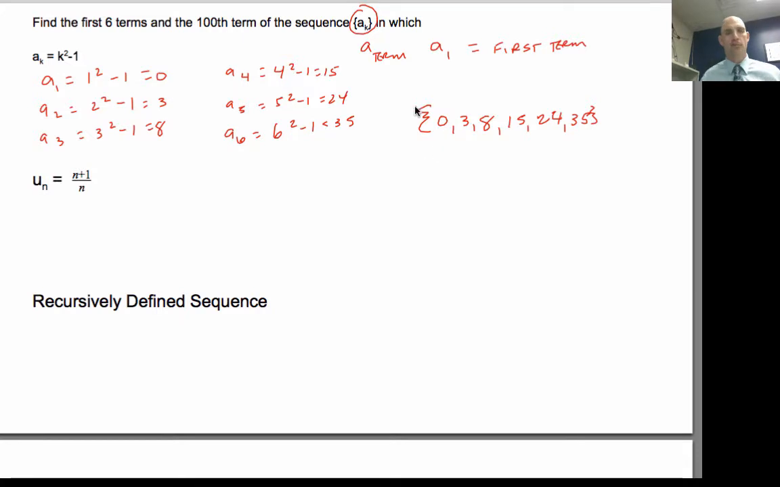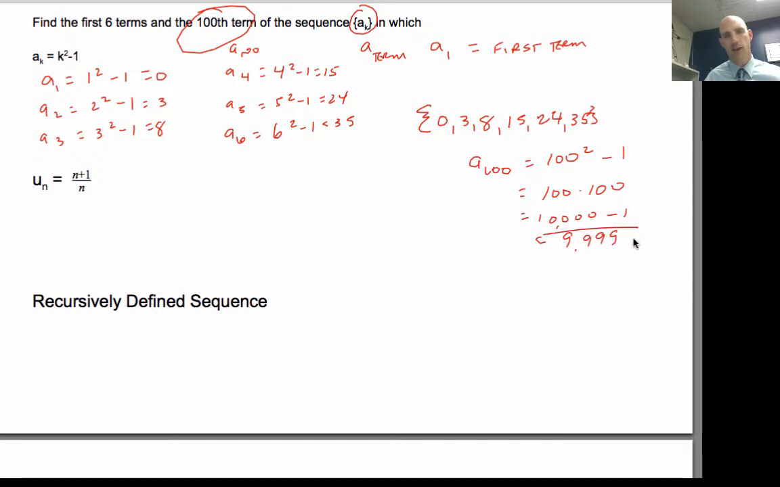My 100th term would be a sub 100. So I'd have a sub 100 is 100 squared minus 1, which is going to be 1, and then it would be 100 times 100. So it's 1 with 4 zeros. 1, 0, 0, 0, 0. Boom. Minus 1 would be 9,999. Answer. Not 9.99, 9,999. Okay.